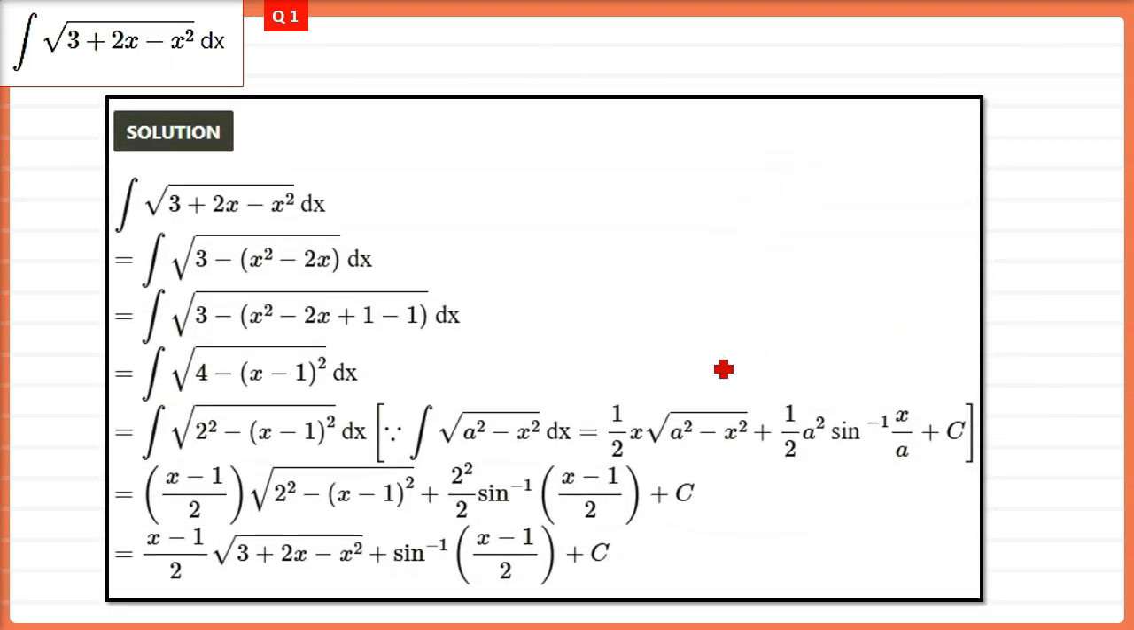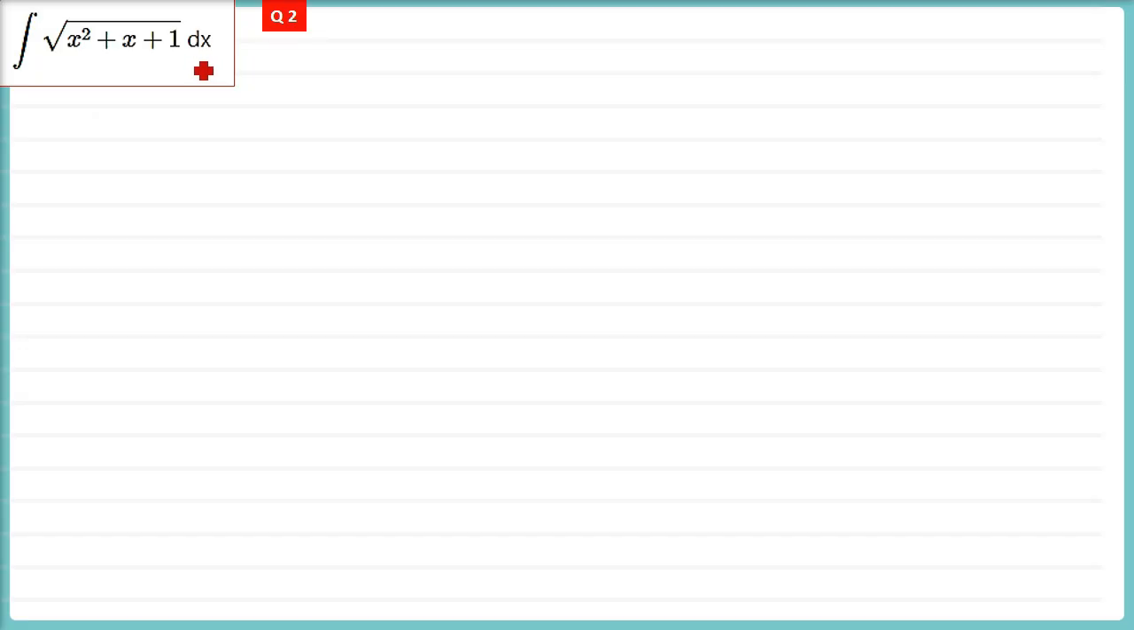Now, how to do this? The whole process has been put in front of you, and you can try this: x square plus x plus 1. We have to make this a perfect square. Whenever we encounter an under root, we need something squared inside the root so that we can either get things out of the root or solve it using certain formulas.